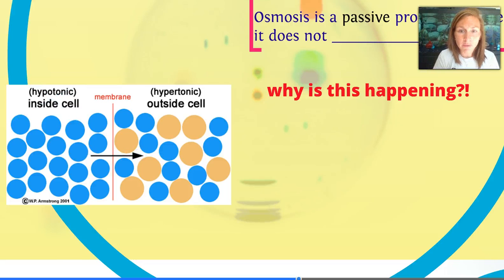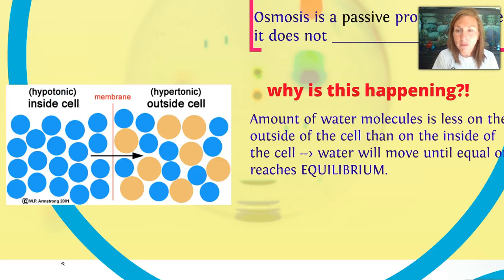Okay, why is this happening? It's because the amount of water molecules is less on the outside. Okay, again, water, not the other substance. It's less on the outside than on the inside, so that water will move until equilibrium is reached, meaning that they're balanced on both sides with water.